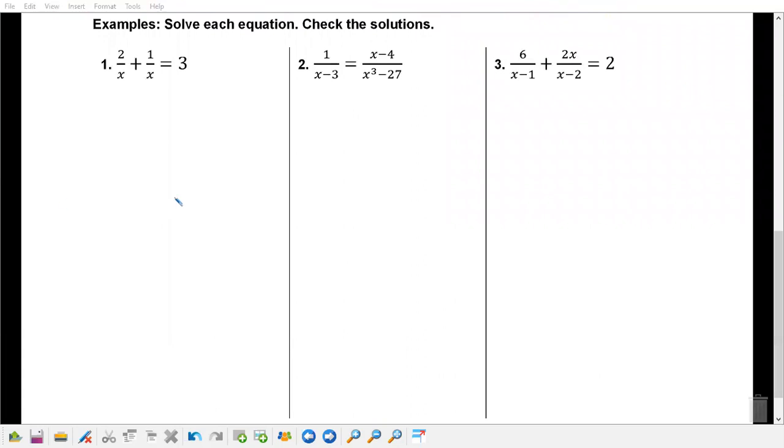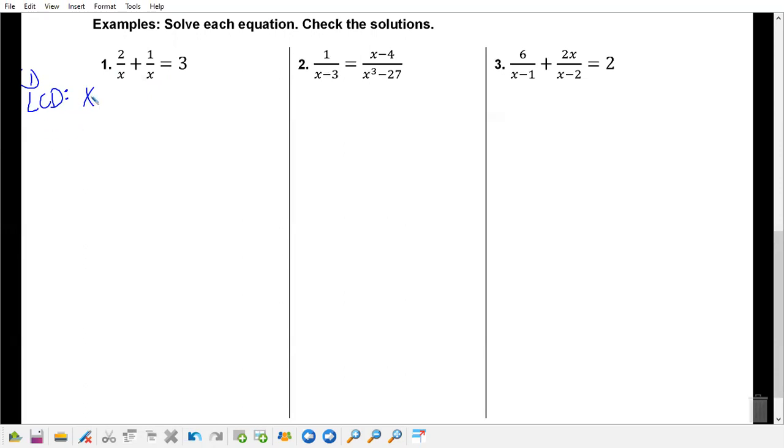So we're going to start here. We have 2 over x plus 1 over x equals 3. So we're starting off simple with an easy LCD. Step 1, what is the LCD between these two denominators? X, perfect. So my LCD is x.